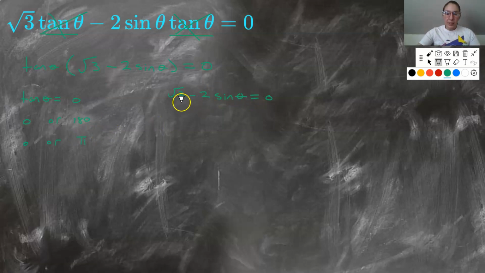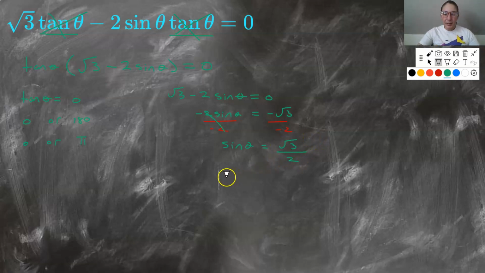To solve this, let's subtract root 3 from both sides. So we'd end up with negative 2 sine theta equals 0 minus root 3, so negative root 3 over here. Let's divide everybody by negative 2. All we're doing is trying to get sine theta by itself, right? Negative over negative, that's positive. Where does sine theta equal root 3 over 2?